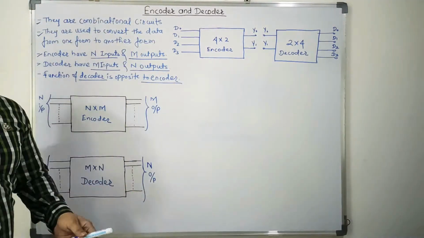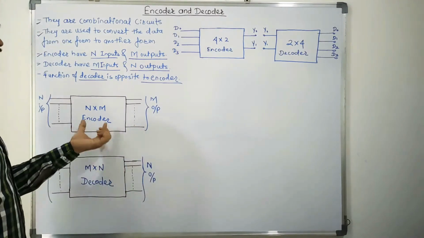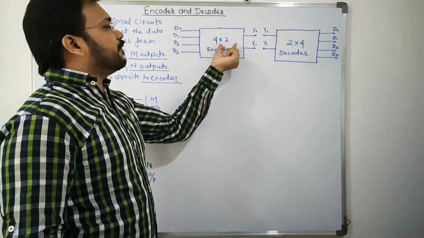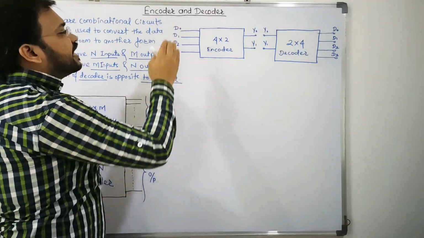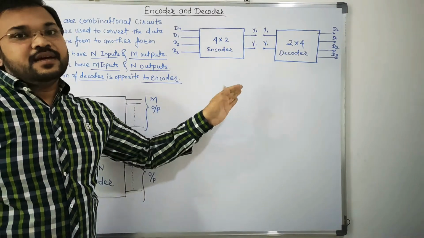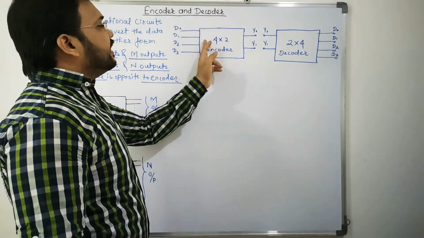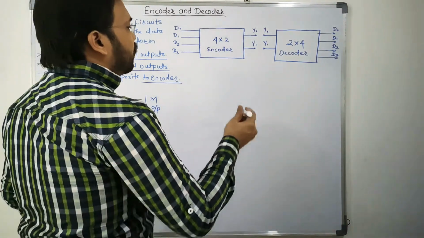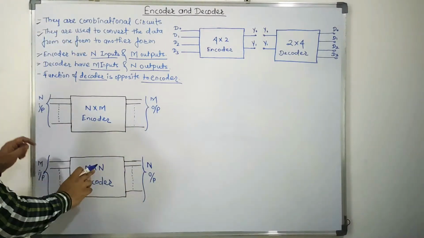In the block diagram, we have an n-to-m encoder. Here n is 4 and m is 2. For the 4:2 encoder, there are 4 input lines, D0, D1, D2, D3, basically the data lines. One application of the encoder is to minimize the data lines. There are 4 inputs and 2 outputs, Y0 and Y1.